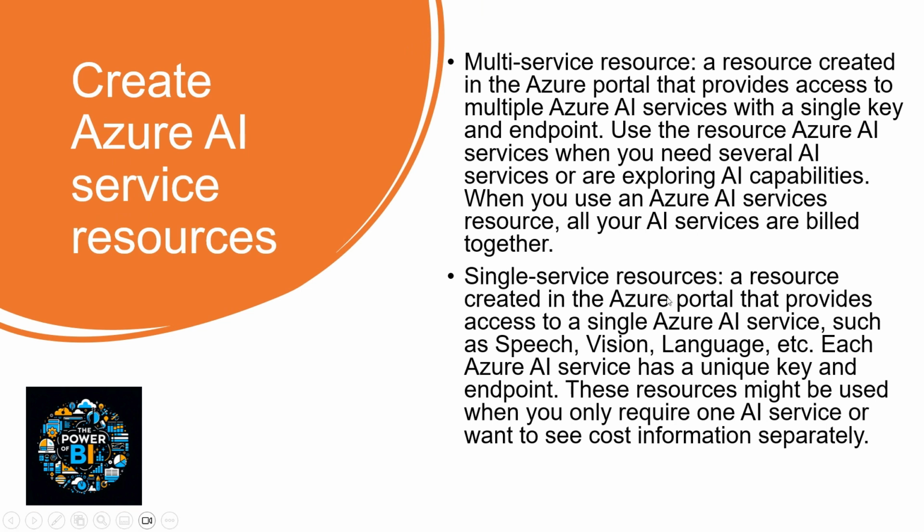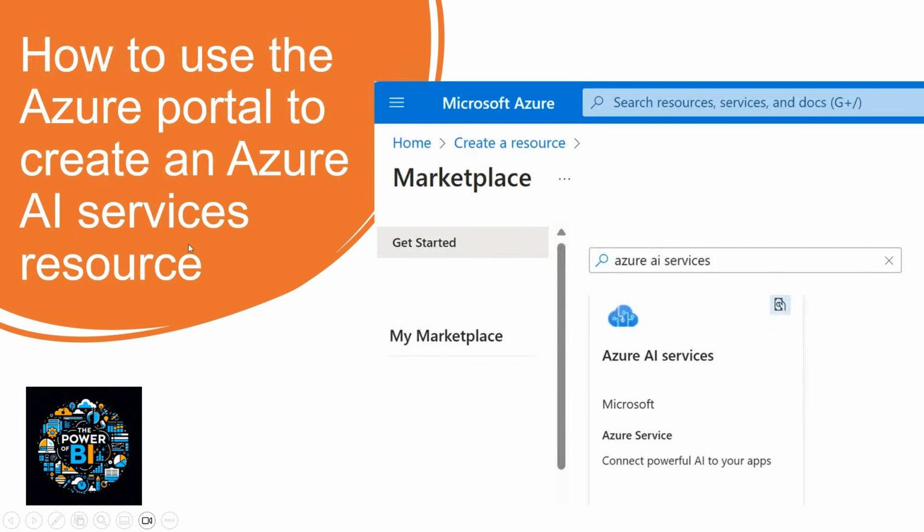A single service, on the contrary, is a resource created to use a single AI service such as speech, vision, language, etc. Each AI service has a unique key and endpoint. So here's the Azure portal. You search for Azure AI services, and you need to sign in to the Azure portal with contributor access, and then you can create a resource.